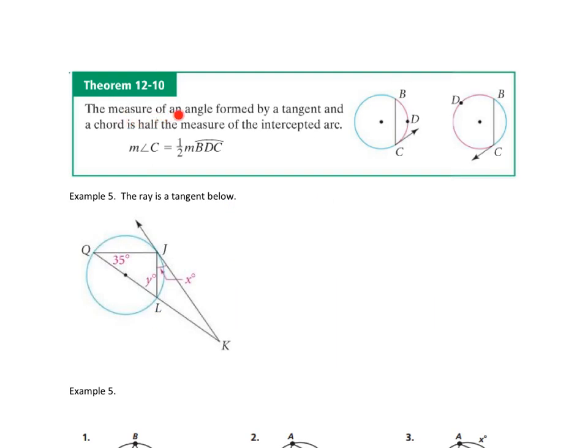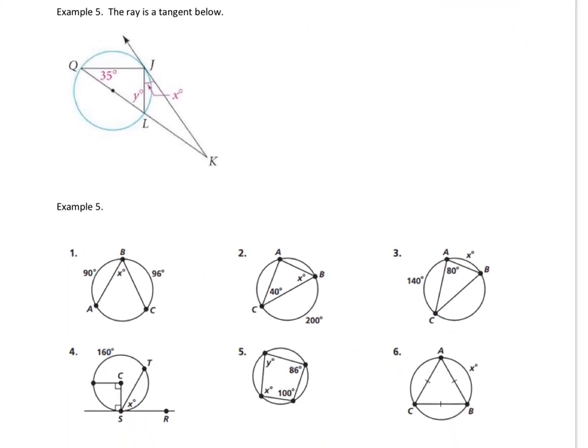Another theorem is the measure of an angle formed by a tangent. So remember, a tangent is going perpendicular, and the chord is half the measure of its arc. So this angle would be half the measure of this arc. This angle would be half this measure. So we're going to use that in example 5 right here.